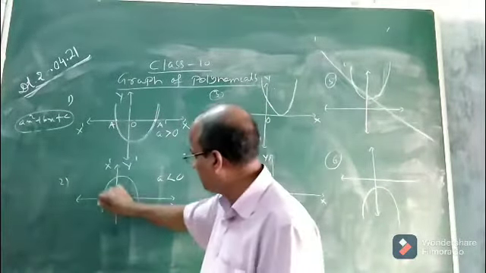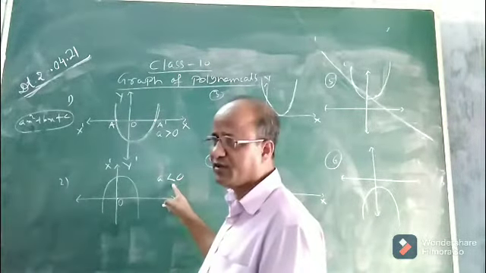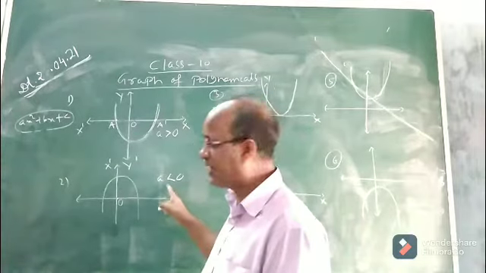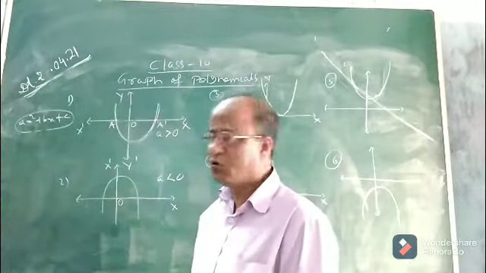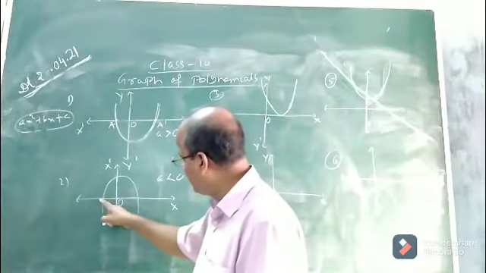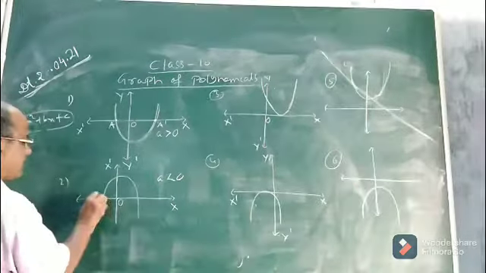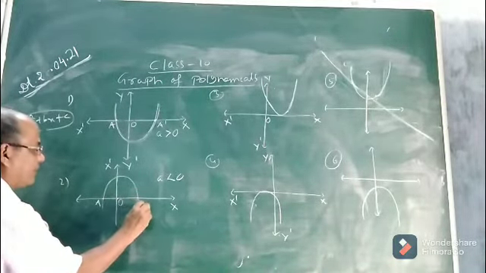Now look at the second case. In this case, the parabola bends downward. That means because a is negative, the value of a is negative. The coefficient of x square is negative. So in this case, certainly the parabola will open downward. And you see, it has opened downward. But you see, it has intersected the x-axis again in 2 distinct points. This is one point, this is another point.